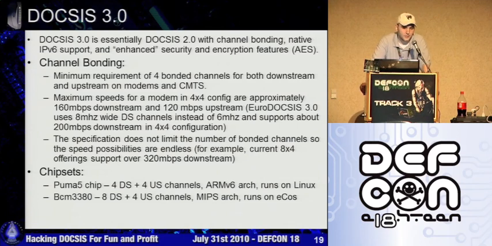As far as the RF stuff goes, DOCSIS systems in America and South America use a 6 megahertz wide channel for the downstream. It can handle 43 megabits per downstream channel. EuroDOCSIS, if you're lucky enough to live in Europe, has 8 megahertz channels and can handle about 55 megabits per channel. The DOCSIS 3 spec calls for a minimum of 4 downstream and 4 upstream bonded channels. So basically, you're getting a lot more speed.